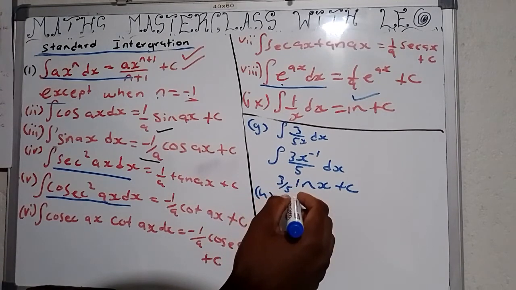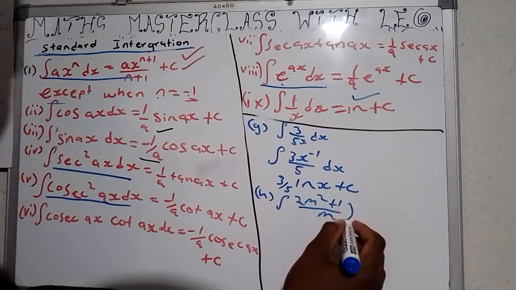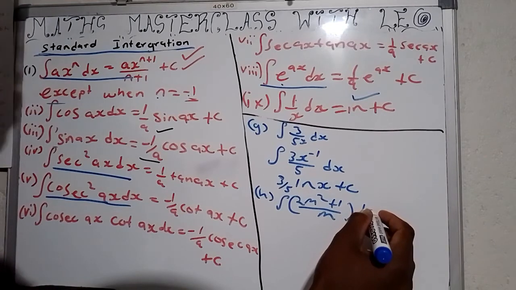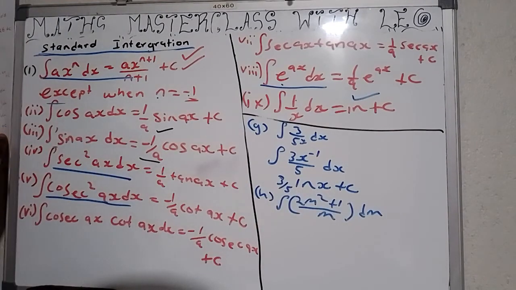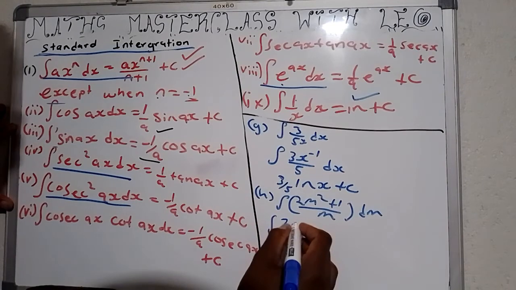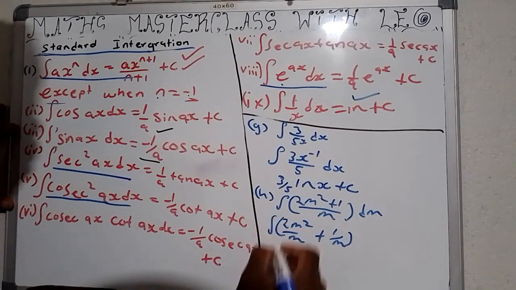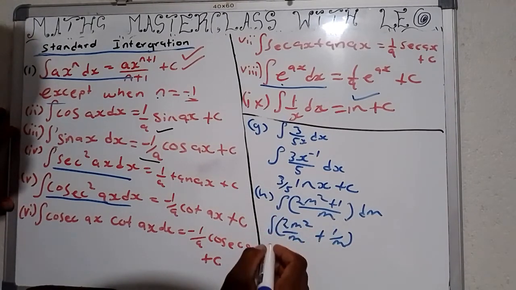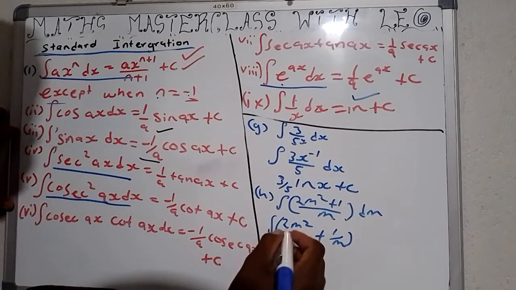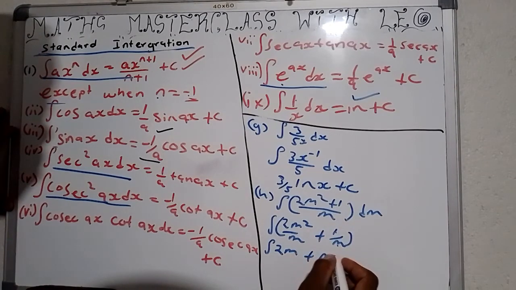It is the integral of 2m squared plus 1 over m dm, not dt. So they need us to integrate that. How am I going to integrate that? Remember, this represents a lowest common multiple. So I can just split this and have the integral of 2m squared over m plus 1 over m. And then m squared over m will give me m, so I'll have the integral of 2m plus 1 over m.